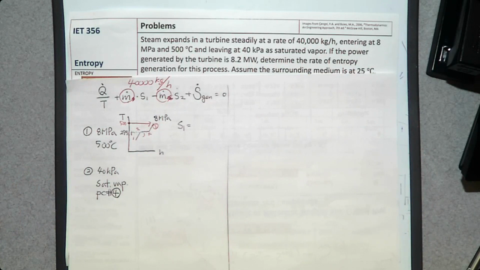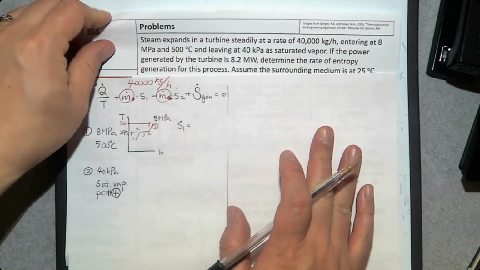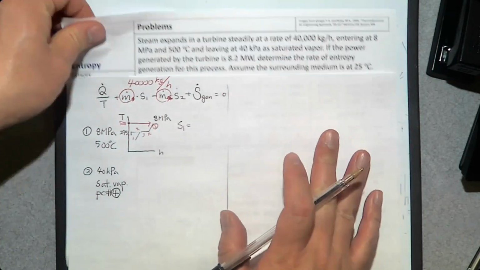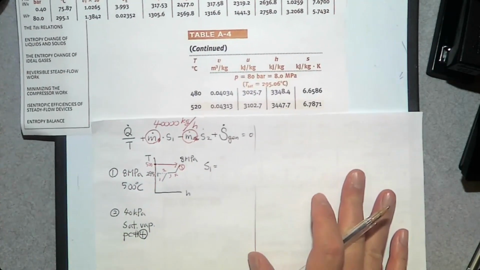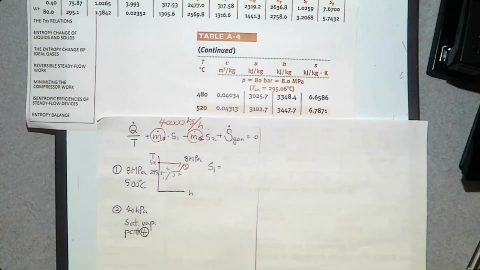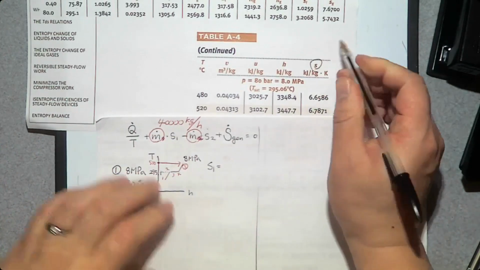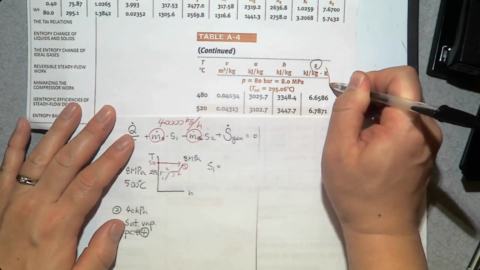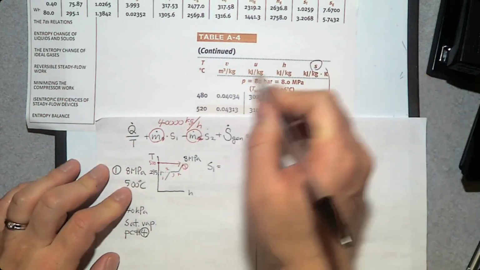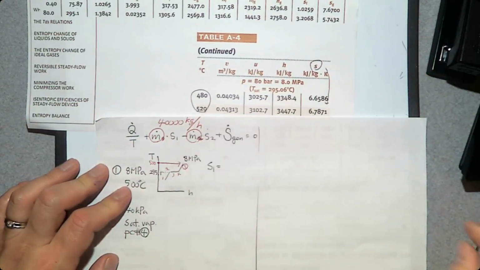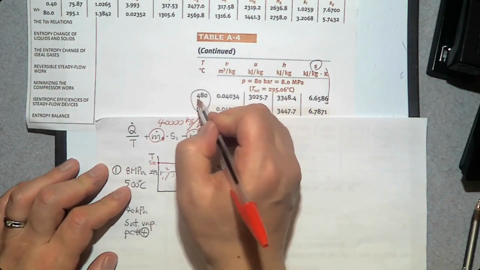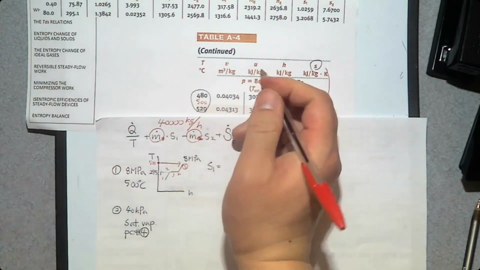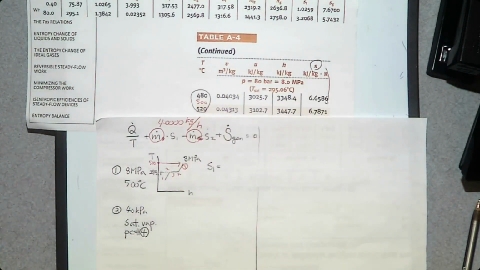Oh, right, s1. So let's find s1. All right, now remember the surface tension, right? So you can go to table A4 to determine s1. Where is the s? The last column. So let's find s1. Going smooth. What is the temperature? 500. Oops, not smooth anymore, right? There's no 500. 500 is between 480 and 520.